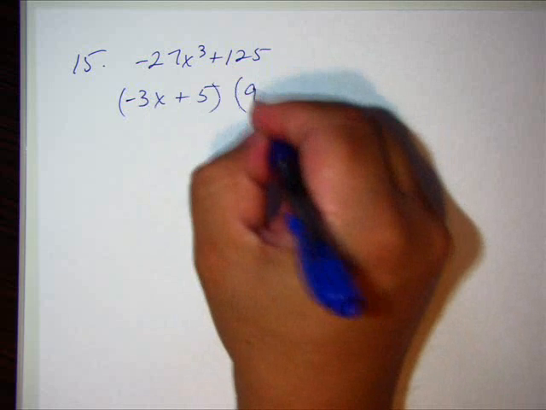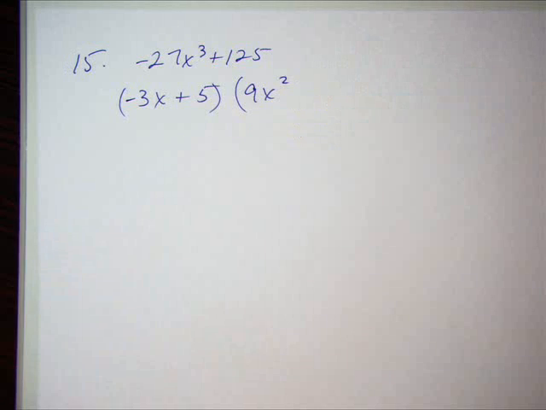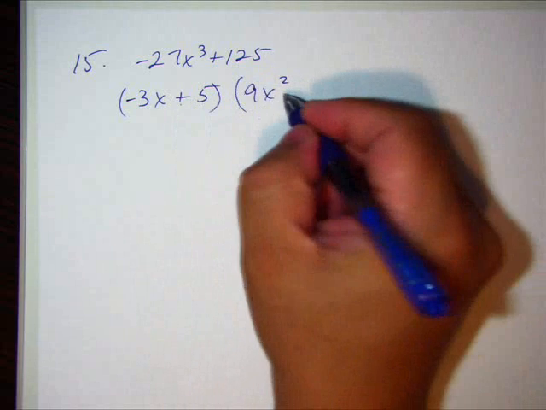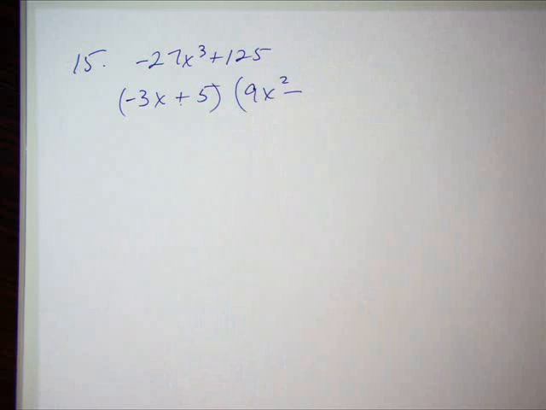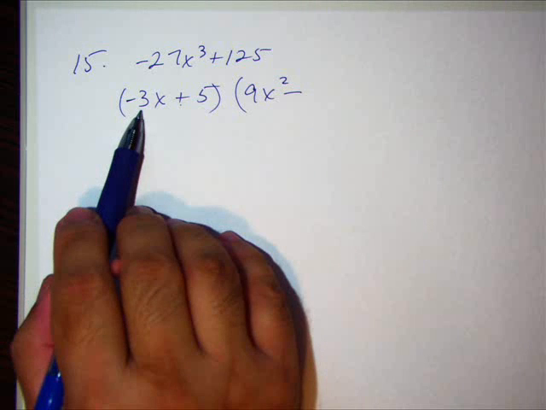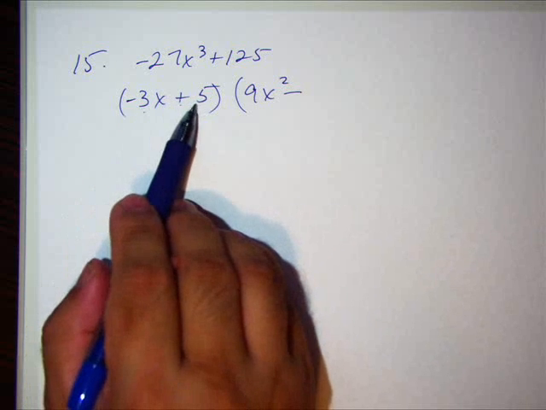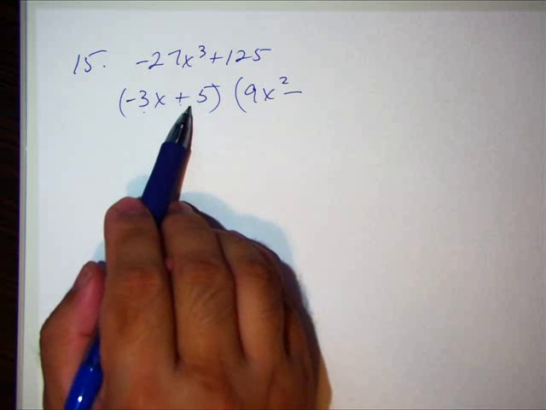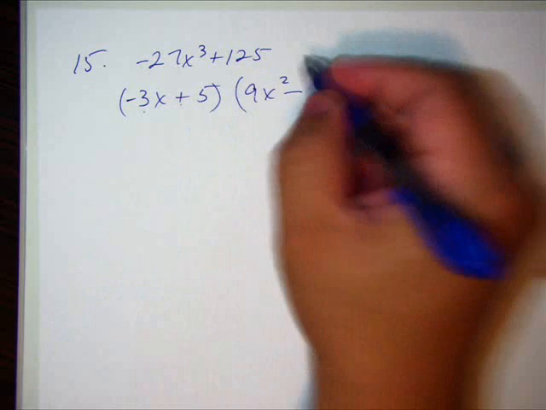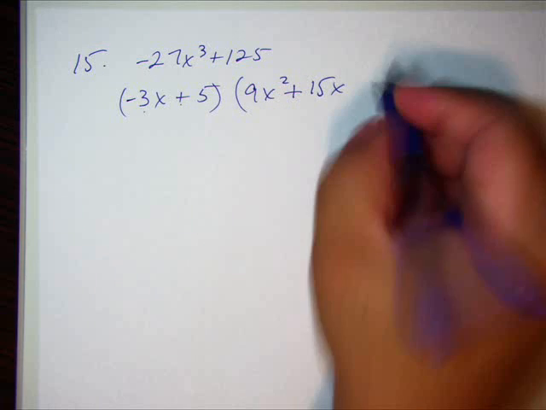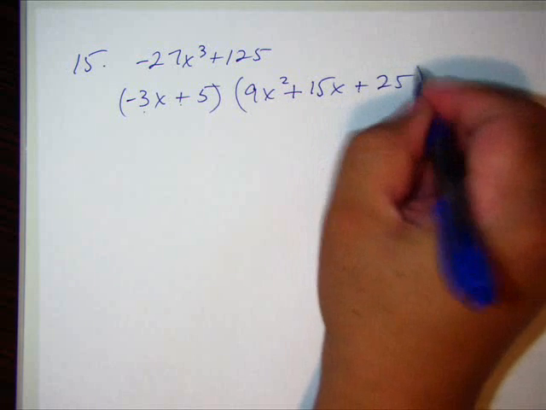Square the first term. Change the sign. It'll be minus. This is the weird part. The negative 3x times 5 is negative 15x. So it's a minus a negative 15x, which becomes a plus 15x. Plus 25.